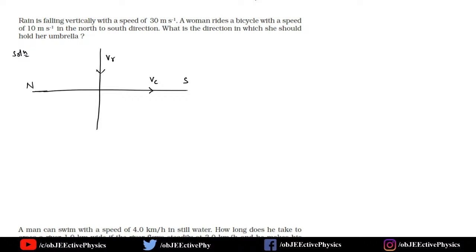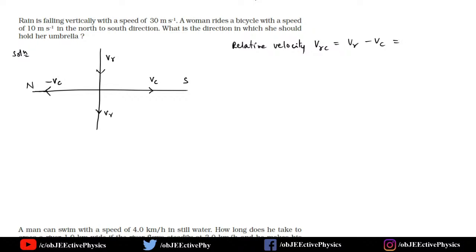The umbrella should be held in the direction of relative velocity. What is relative velocity here? Vrc is equal to Vr minus Vc. That is the relative velocity. If Vc is acting towards south, then minus Vc is directed towards north. Vr is acting downwards. Vr is one vector, minus Vc is another vector.